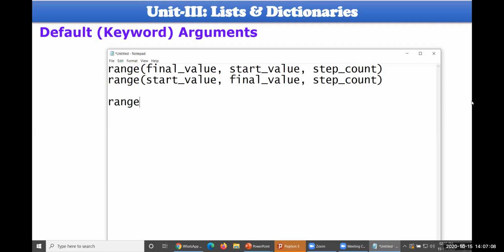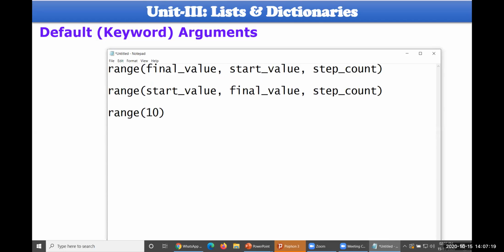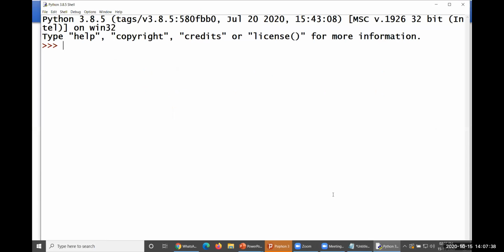Range of, maybe use something like this, range of 10. As far as the original definition of the range function is concerned, three different types of values have been taken into consideration here. But we have supplied only a single parameter. Yes, it could work out. There is no problem at all. Let me go ahead and open Python and let us have a look at this particular thing.